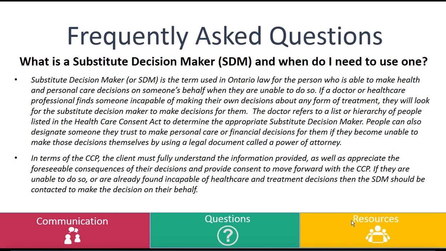The second point, in terms of the coordinated care plan, is that the client must fully understand the information provided, as well as appreciate the foreseeable consequences of their decisions, and provide consent to move forward with the coordinated care plan. If they are unable to do so, or are already found incapable of healthcare and treatment decisions, then the substitute decision maker should be contacted to make the decision on their behalf.